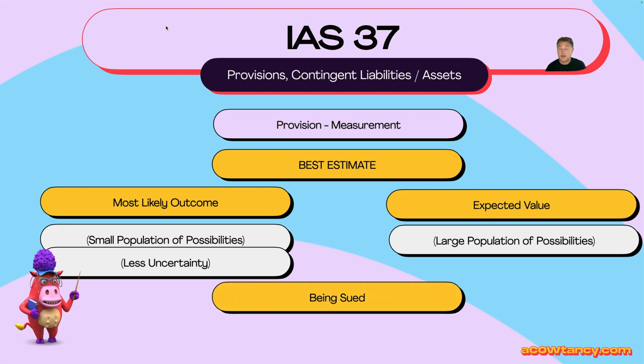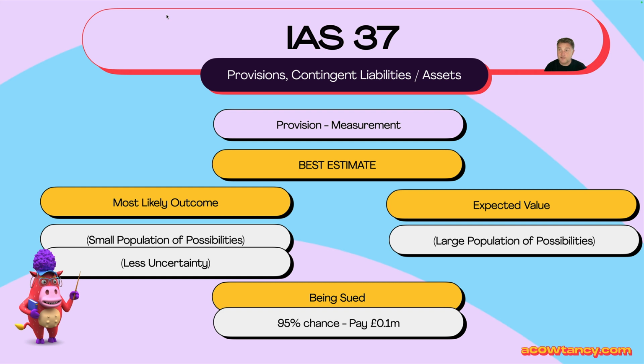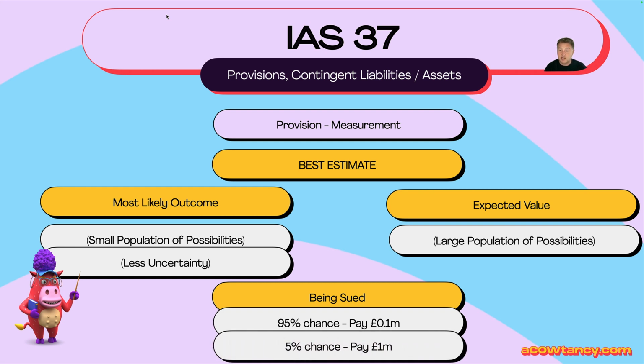So what about this one then? You are being sued. There's a 95% chance we have to pay out 0.1 million and a 5% chance that we have to pay out 1 million. So I'd say here there's a small range of possibilities. There's less uncertainty because it's pretty likely we're going to have to pay 0.1 million. So you'd go to the most likely outcome there, I think. I have done a little blog post for you on when to use most likely outcome and when to use expected values.